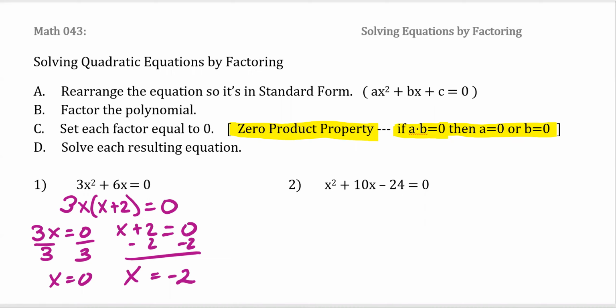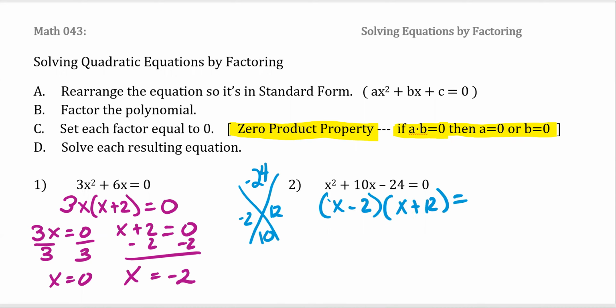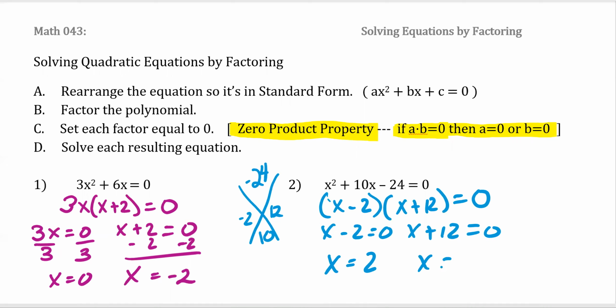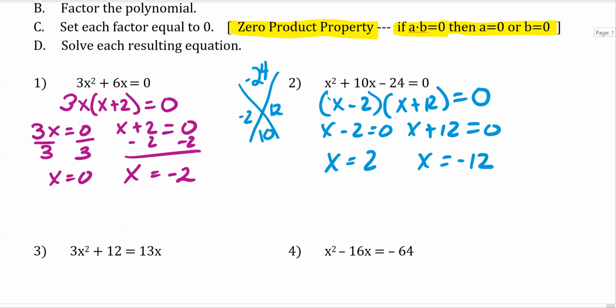Number 2, we need the factors of negative 24 that add to 10, negative 2 and 12, and set each factor equal to 0 and solve each equation. You can always take your answers and plug them back in the original and make sure that the equation is equal to 0.